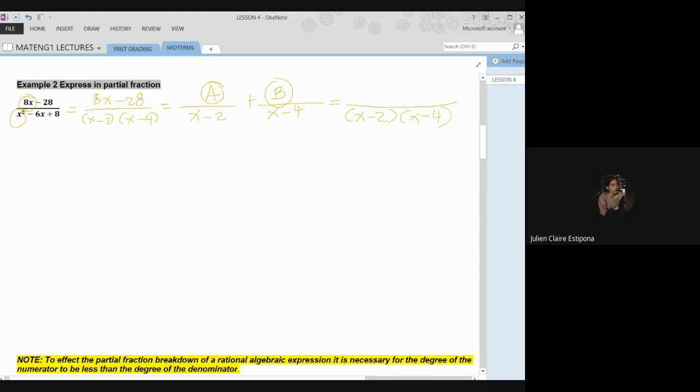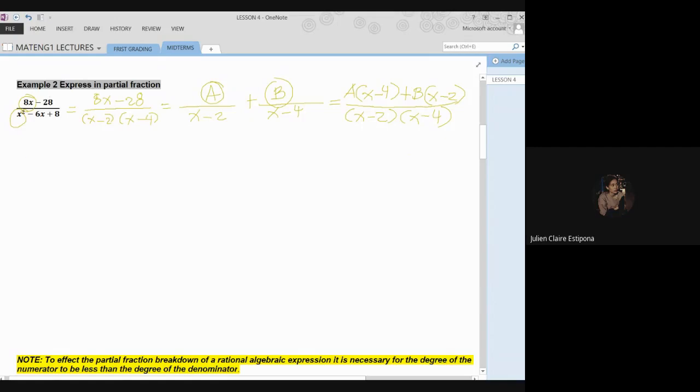Okay, this one divided by this, what remains there is x minus 4, and what remains there is a. The same with this one, that is b multiplied by x minus 2 multiplied by x minus 4 divided by x minus 4. What remains is x minus 2.